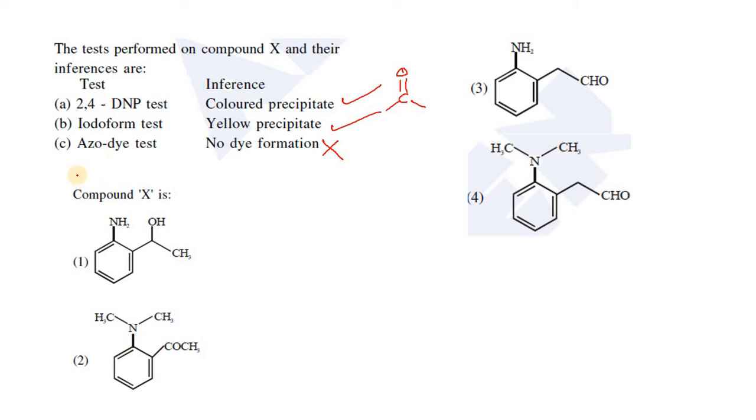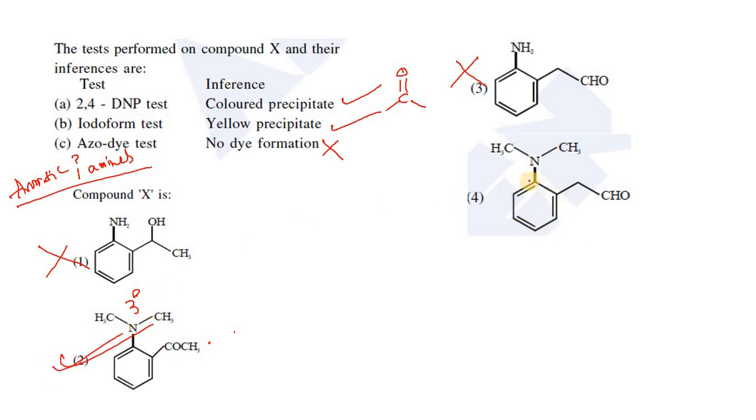Azo dye test is given by aromatic primary amines. Okay, this one is negative, means the compound is not aromatic primary amine. This one is aromatic primary amine, so this one is not correct. This one also aromatic primary amine, this one is also not correct. And if you take these two, this one is tertiary aromatic amine, and here there is a C double bond OCH3. This one is positive towards both 2,4-DNP test and also iodoform test. So second one is the correct option.